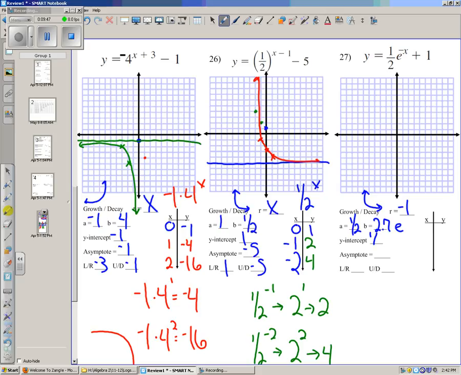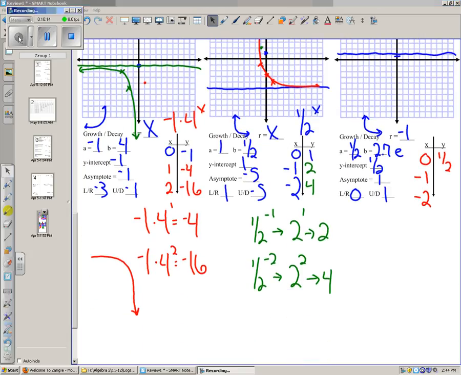My y-intercept is a half, which I'm going to try to estimate. My left-right number is 0. There's nothing added in the exponent, and my up-down number is 1, so that's my wall. And now I'm going to make my t-chart, and since it's decay, I can go ahead and use -1 and -2, and I'm going to show you how I get those points next.